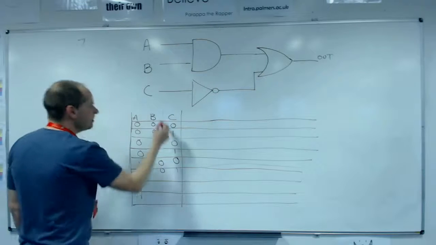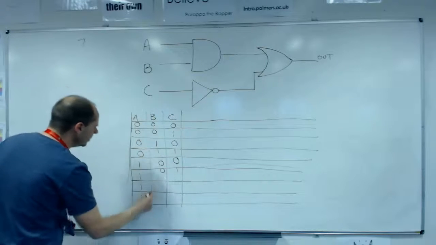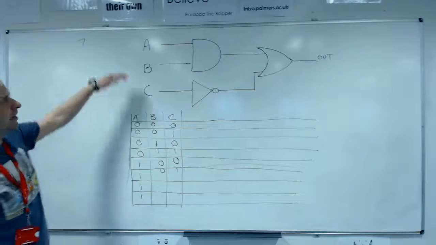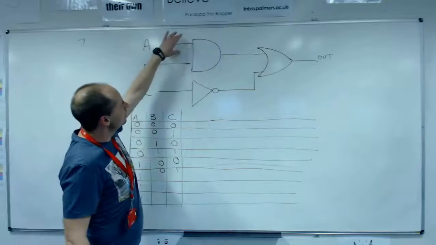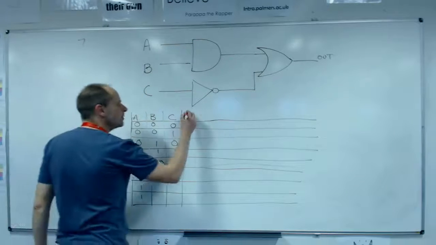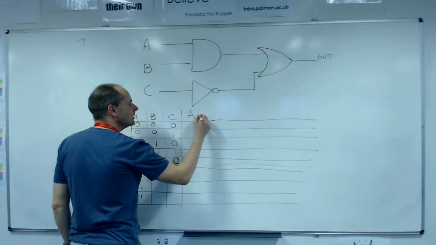Right, so they're going to be my inputs. So all I need to do, even though it looks scary, there's 3 gates on here, is just take it 1 gate at a time. So we know that the inputs to this AND are A and B. So we've got A and B.